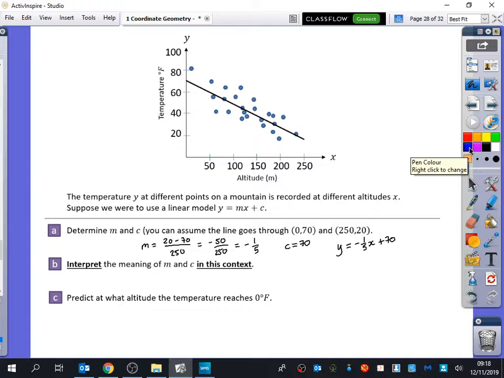So I'm interested to hear, Locke, what do you think that either m or c means in this context? Yeah, so that's one of the interpretations. Why did you say the lower the temperature, the further that the altitude increases? Ah, so you've looked at the graph, but what is it about the value of m that we have here that tells me that? It's minus. Yeah, it's minus.